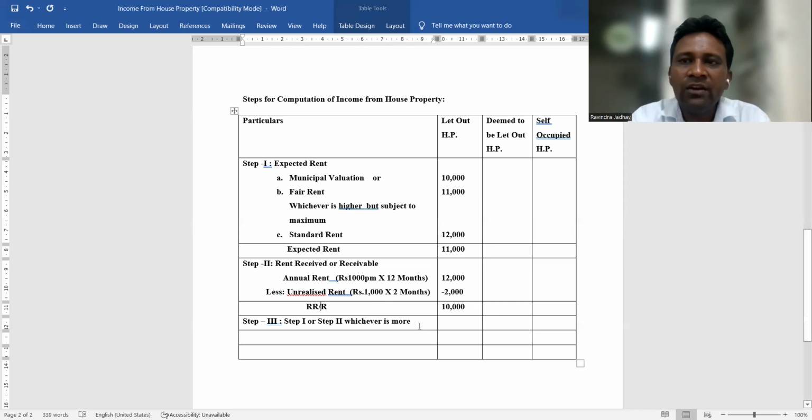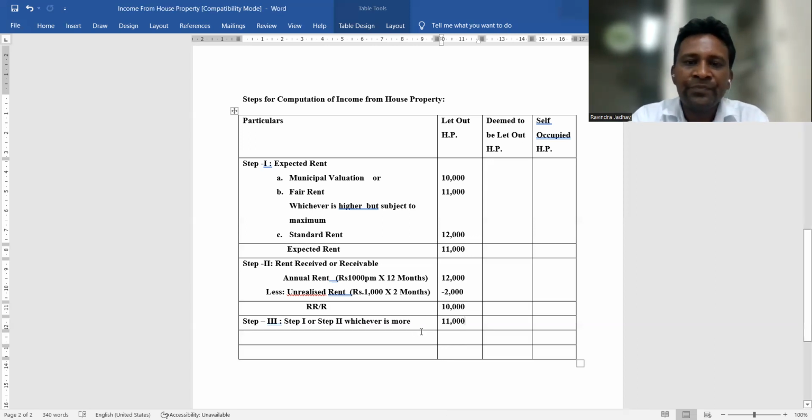10,000. Again, for step number 3, we need to compare step number 1, that is expected rent, with rent received. In this case, expected rent is 11,000 and rent received is 10,000. Just compare the two figures, 11,000 and 10,000. Whichever is higher, 11,000 is higher. So this is step number 3.